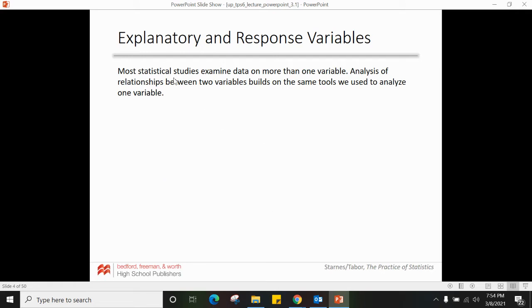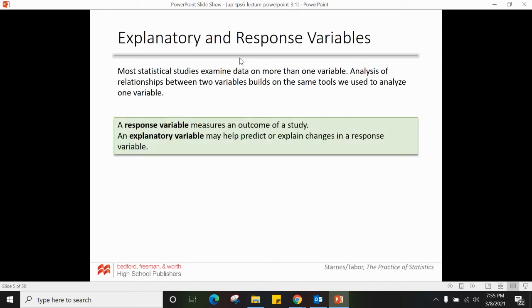So one of the big things is to distinguish the difference between exploratory and response variables. We saw this a little bit already in first semester, but it's good to reacquaint yourselves with it because those are the vocab words that AP Stats uses, and it's the vocab words that you need to use. So most statistical studies examine data on more than one variable, and the analysis of the relationship between those two variables builds on the same tools we talked about from one variable.